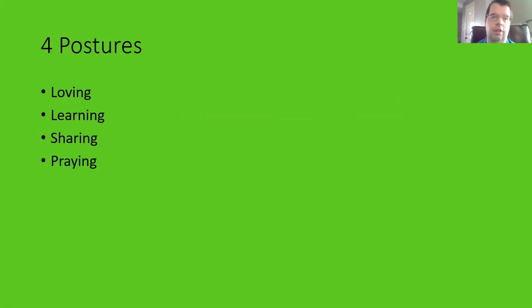And then the four postures, these are something unique to Indiana Wesleyan, National and Global. And they all have biblical origins. We're commanded to love our neighbor. We're commanded to be always growing and learning. We're commanded to share with those in need, and we are commanded to pray persistently. All four of these are in the Bible.